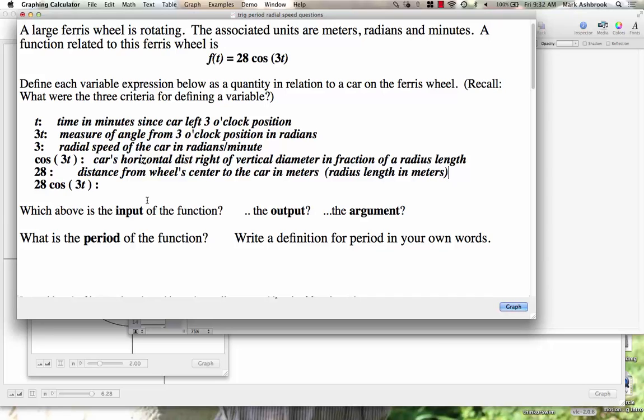Okay, well, what's a cosine? Tell me what any cosine is. What does a cosine give you? Horizontal distance to the right of the vertical diameter. We're going to multiply that by 28. So what would that be? BJ, 28 cosine 3t.